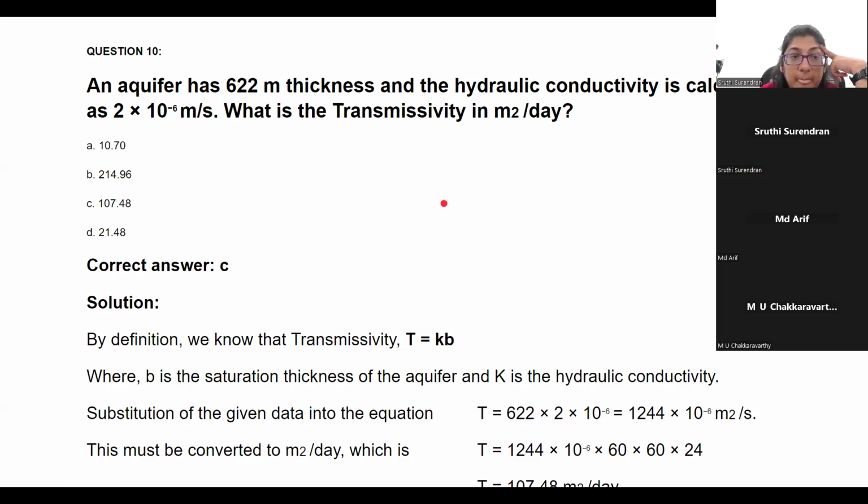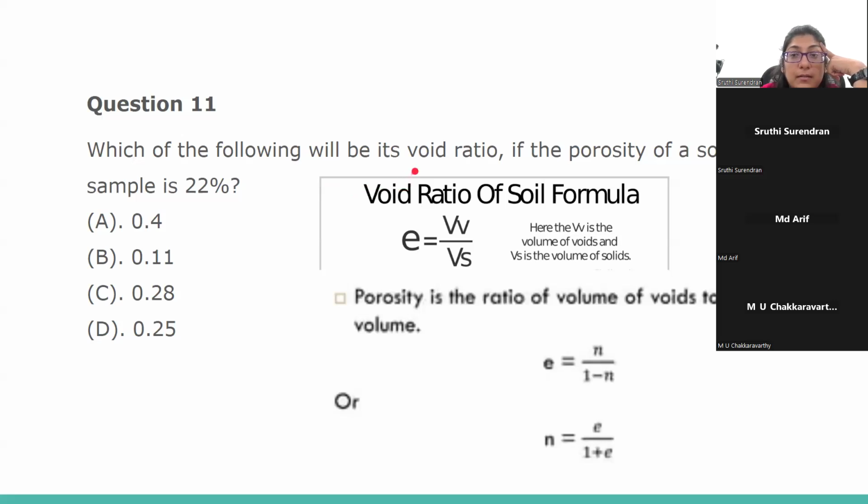Okay, moving on. Which of the following will be the void ratio of a soil with porosity 22%? For your reference, I have defined here what we had learned about void ratio and porosity. Again, repeating, void ratio is the ratio of the volume of voids to the volume of the solid particles, whereas porosity is the ratio of the volume of voids to the volume of the entire soil. Now, how are porosity and void ratio related? It is mathematically related in this way. E is equal to n by 1 minus n, where E is void ratio, n is porosity, or n is equal to E by 1 plus E.